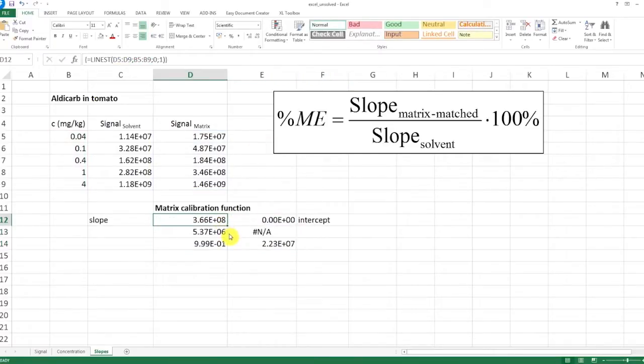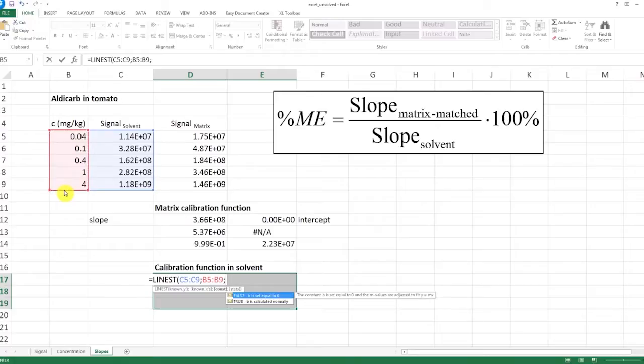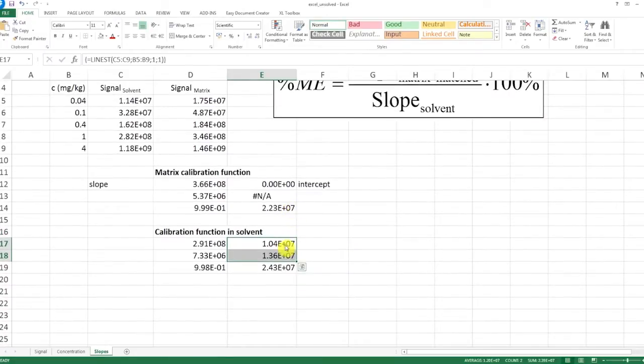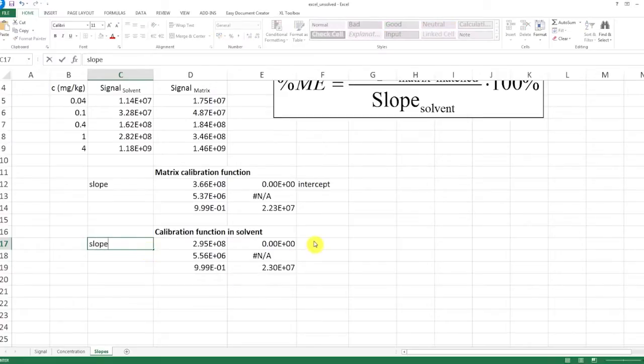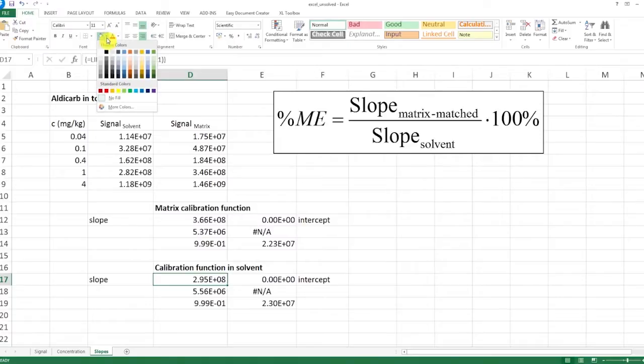Also, we need to obtain the calibration function in the solvent. And we are going to do this exactly in the same way using the Linus function. And here again, similarly, when we look at the intercept, we can see that the standard deviation of the intercept is larger than the intercept itself, and therefore we should use the model that does not contain the intercept, so a simpler model. So now we have two calibration functions, one in the matrix and one in the solvent, and we have the slopes for both.